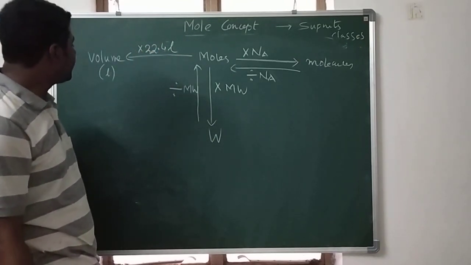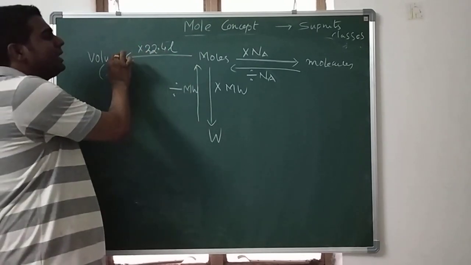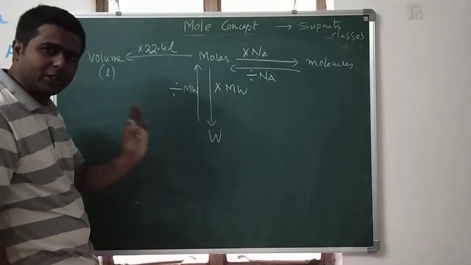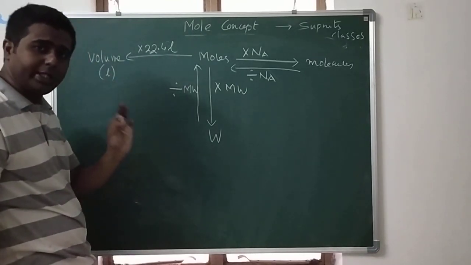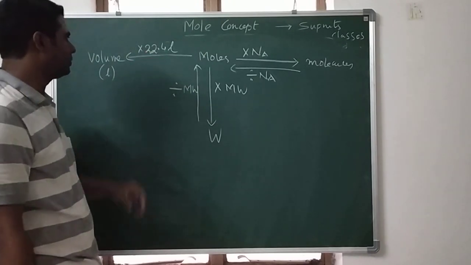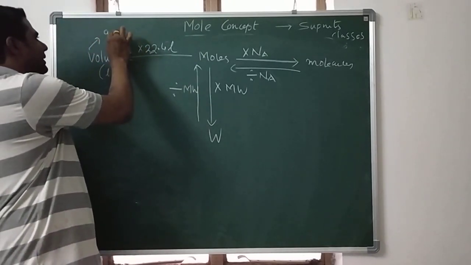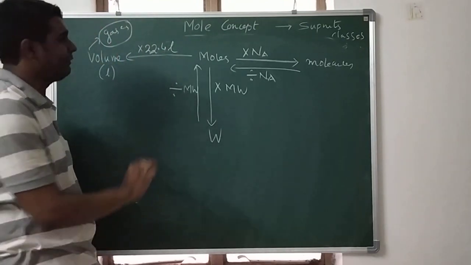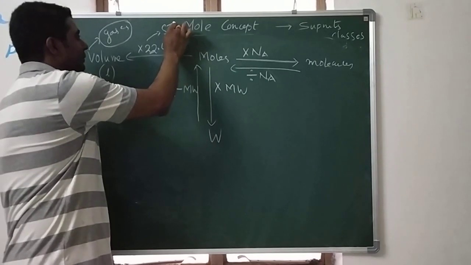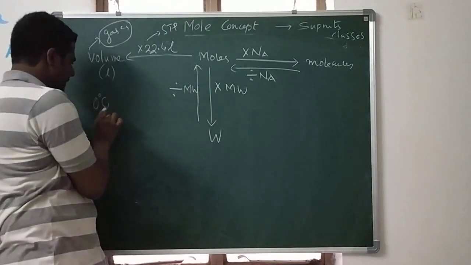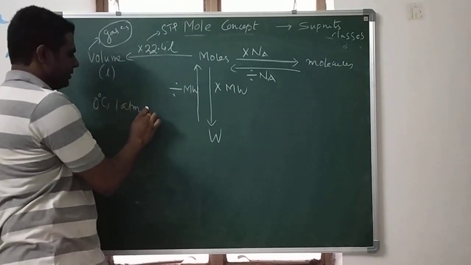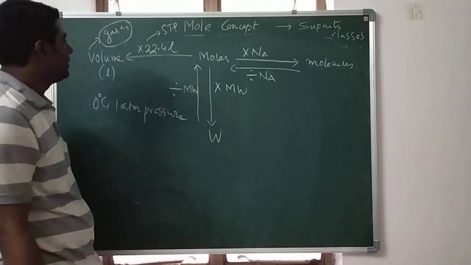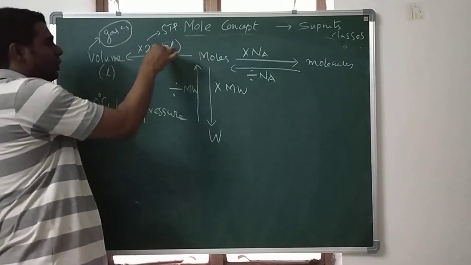Now, if you see, this volume thing is a little tricky. This molecular weight thing is applicable for solid, liquid and gas. But this volume one is only applicable for gases and nothing else. And also, this 22.4 liter value is only applicable at STP. What is STP? 0 degree Celsius, 1 atmosphere pressure. Okay, this is STP.